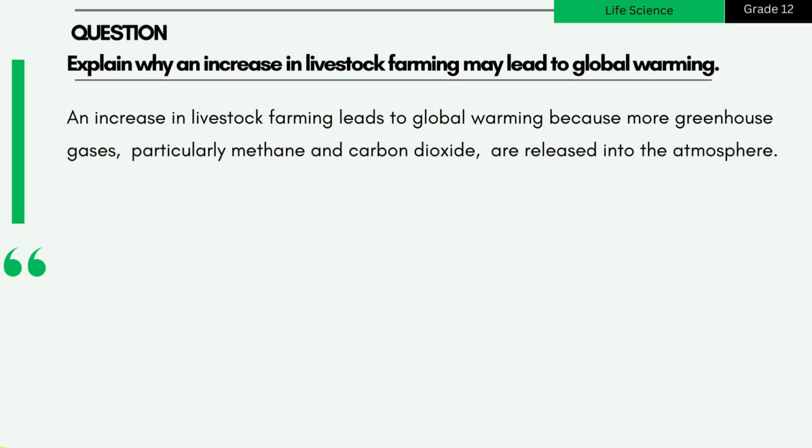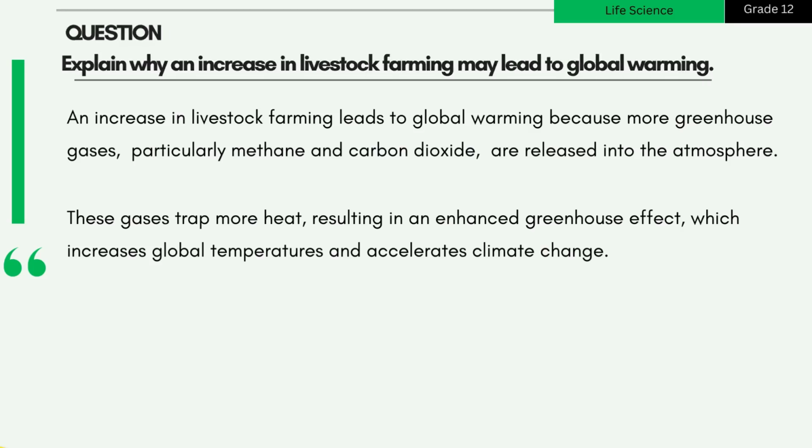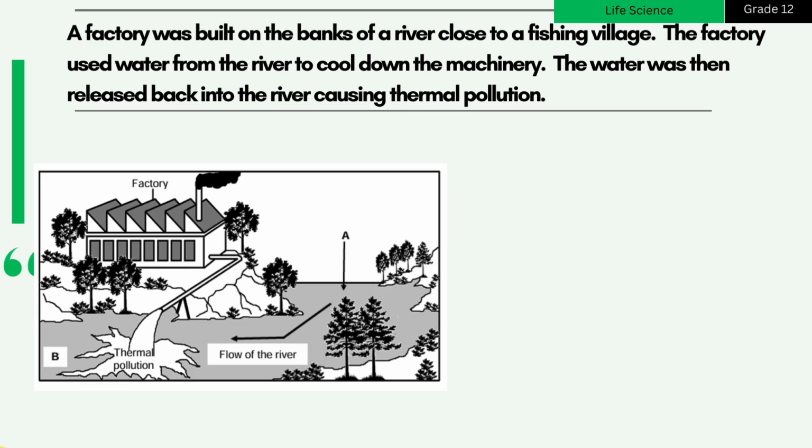An increase in livestock farming leads to global warming because more greenhouse gases, particularly methane and carbon dioxide, are released into the atmosphere. These gases trap more heat, resulting in an enhanced greenhouse effect, which increases global temperatures and accelerates climate change. A factory was built on the banks of a river close to a fishing village. The factory used water from the river to cool down the machinery. The water was then released back into the river, causing thermal pollution.